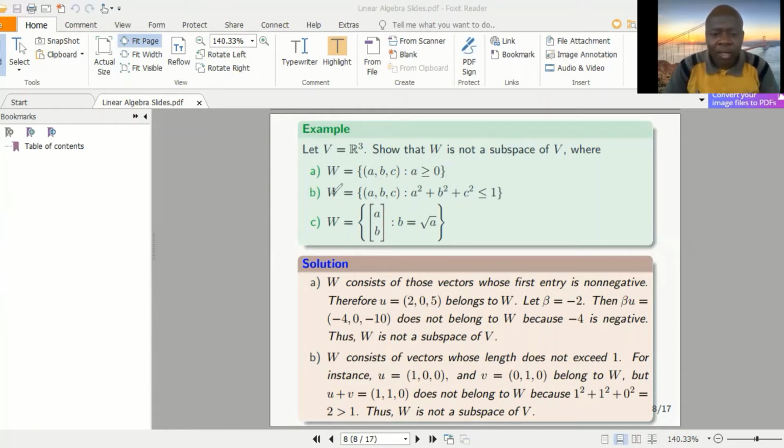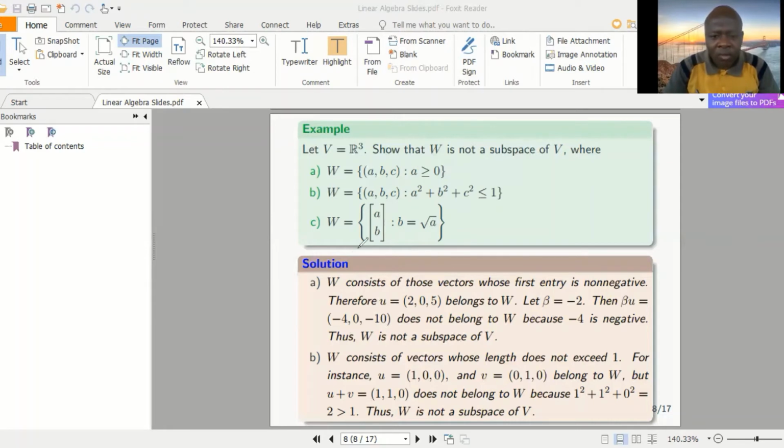Now look at B here, that W should be a set comprising of (a, b, c), where if I take a squared plus b squared plus c squared, the result must be less than or equal to 1. So we'll be thinking of what vectors qualify this condition. Let's look at C. W should be a set comprising of elements (a, b), where b is the square root of a. So the second element here must be the square root of the first element. Again, we'll be looking at what vectors satisfy this condition.